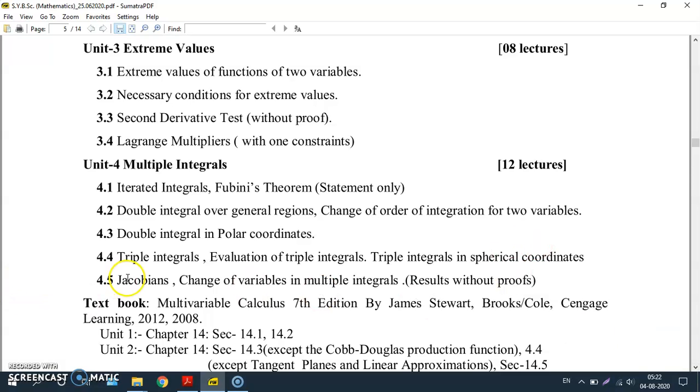Then in topic 4.5, we will talk about Jacobian, change of variables in multiple integrals. These are also results without proof, that is, these results will be used to solve some examples.